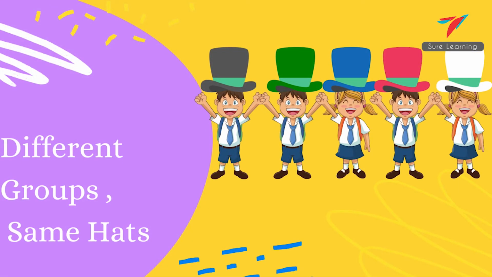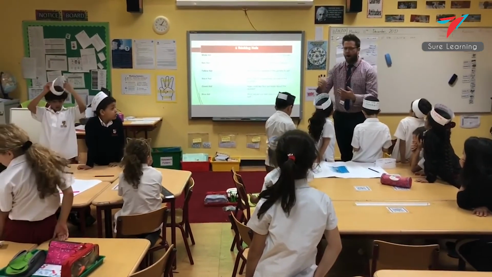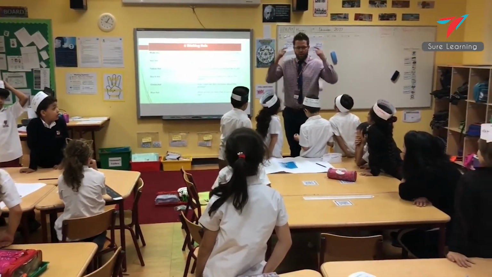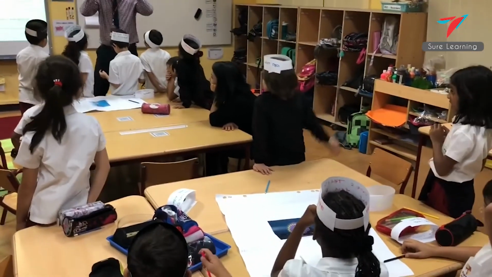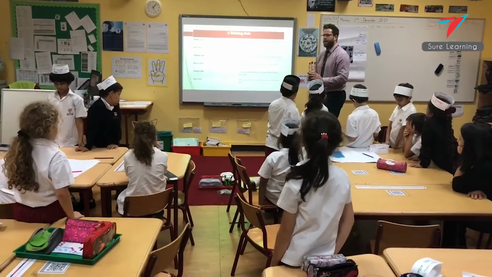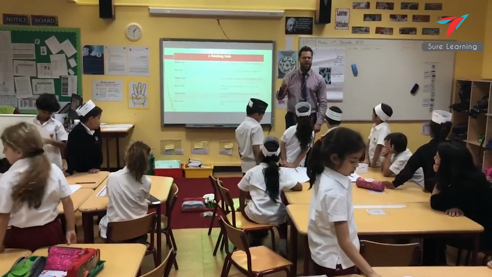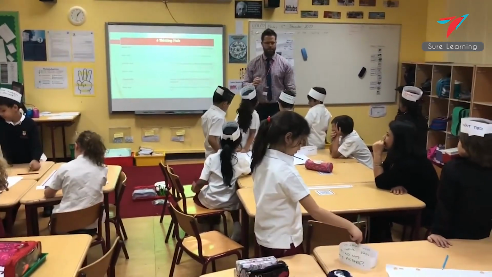Different groups, same hats. Divide students into groups, then assign one hat color to each individual group member. Groups can work together to analyze a situation or problem from all the 6 hats at the same time, then discuss their ideas as a whole class, making note of similarities and differences between each group and the hats each person represented.